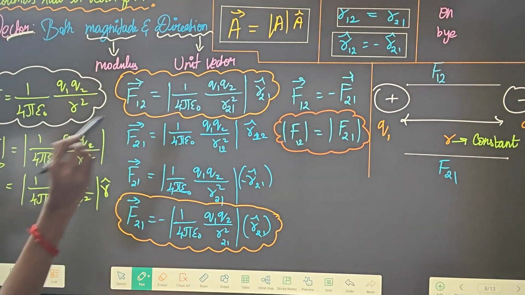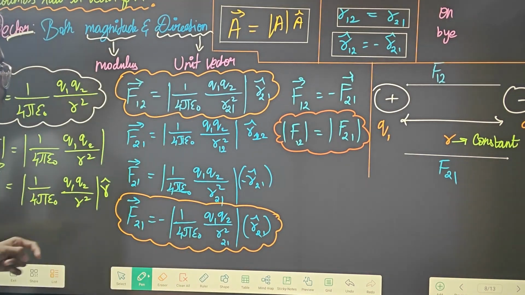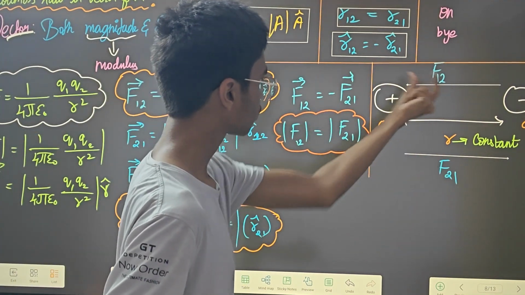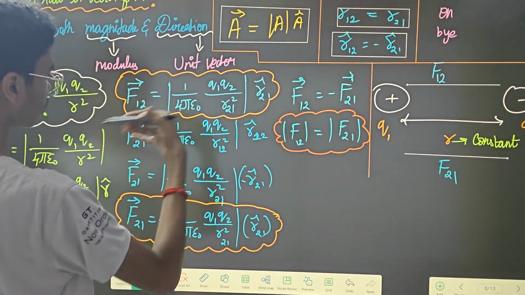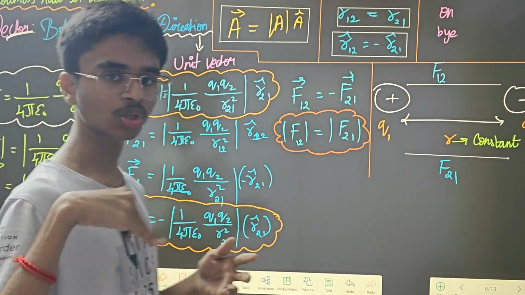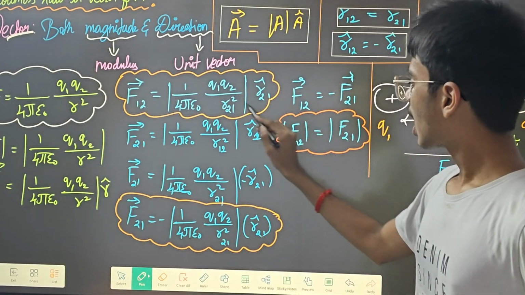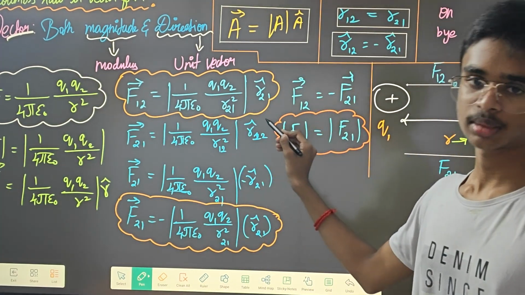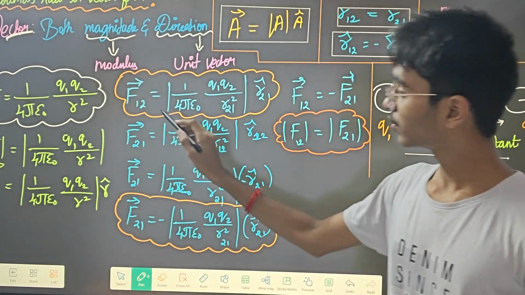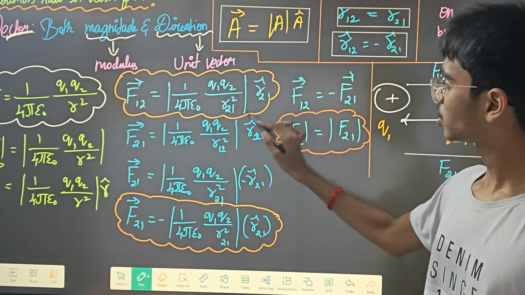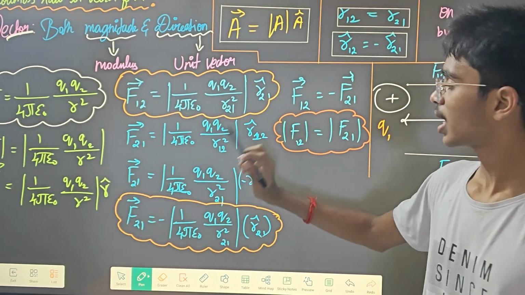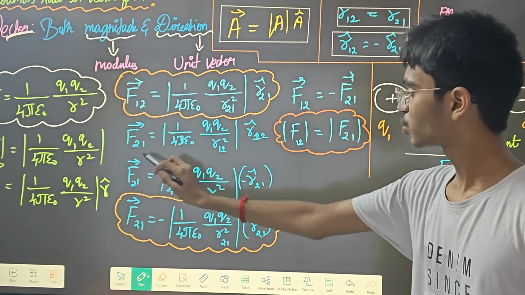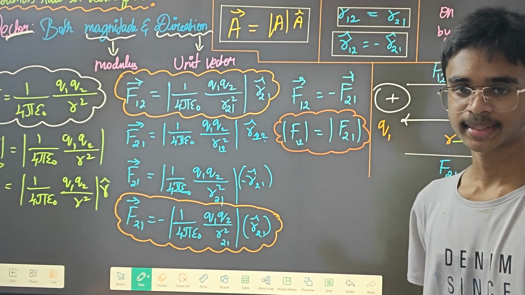Here is how to do it. For F12, first you have to put the vector form for this force and this force. So for F12 the vector form is 1 by 4 pi epsilon naught into Q1 Q2 whole divided by r square, where r is r21. If here it is 12, here it will be 21, and here also it will be 21, completely opposite. Like that F21 will be like this: here it is 21, so here will be 12, and here also 12.